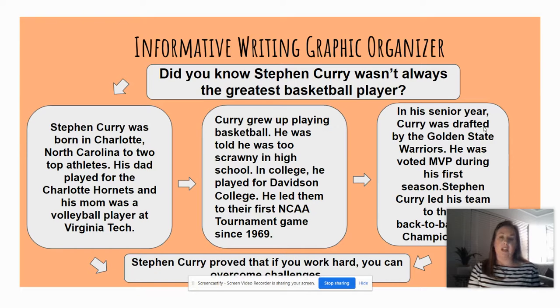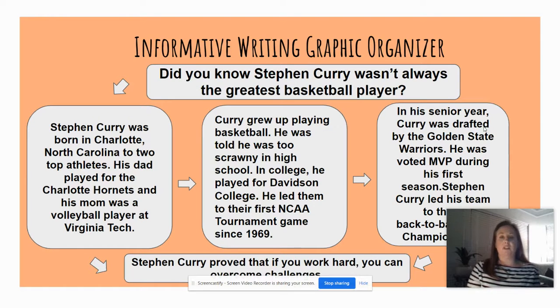Okay, so then I start leading into facts and details about his life. I included that he was born in Charlotte. Both of his parents were athletes. His dad actually played for the NBA team, the Charlotte Hornets, and his mom was a volleyball player. And he grew up playing basketball. Then I moved into that he was told he was too scrawny in high school, so he didn't get recruited to top schools. But he ended up going to Davidson College, and he led his basketball team to the NCAA tournament, which is a big deal.